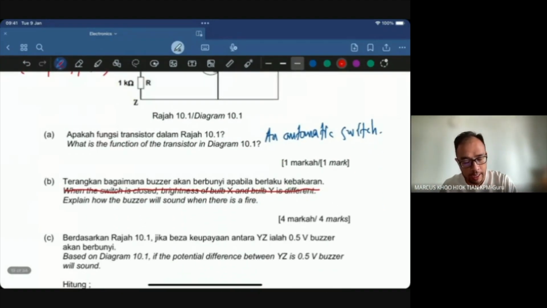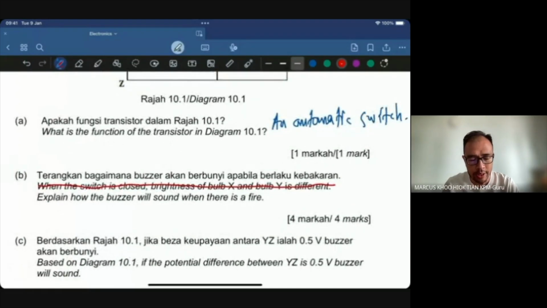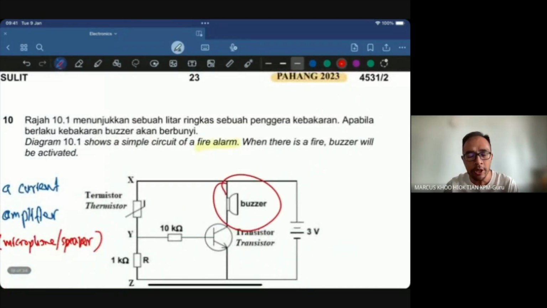Okay, this question, when the switch is closed, but please cut that one out. I don't know what this is doing in the question. This is the question from Kedah just now. But the question is: explain how the buzzer will sound when there is a fire. I went through this with all of you, at least in our class. I said that when you talk about transistor, you must talk about this, and then finally the end. So you need to think about that thought process.